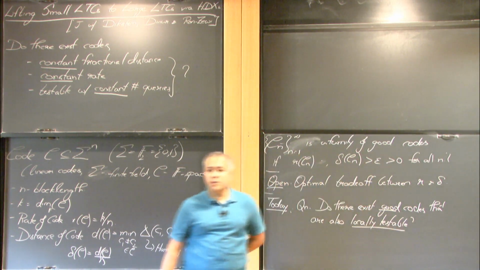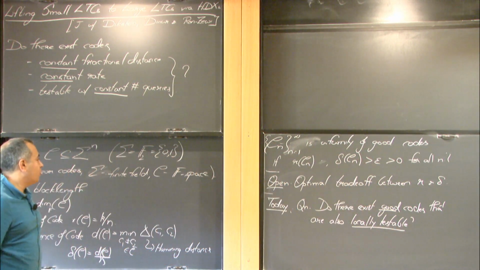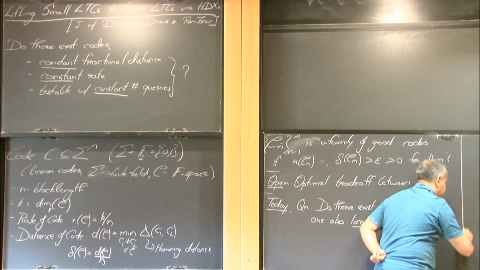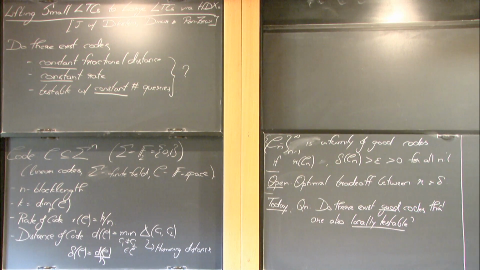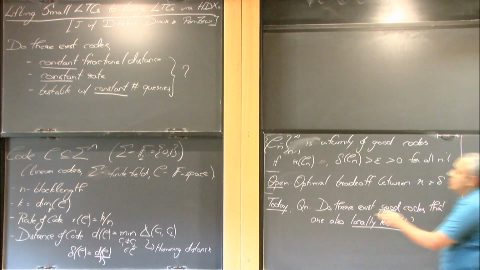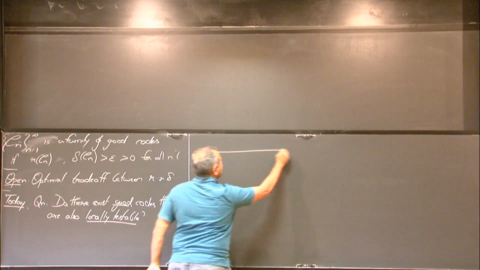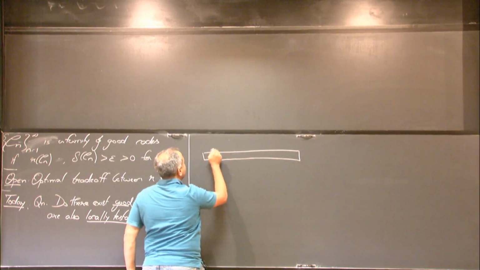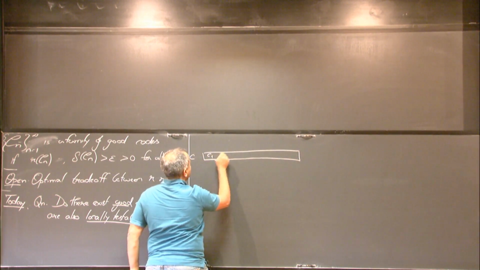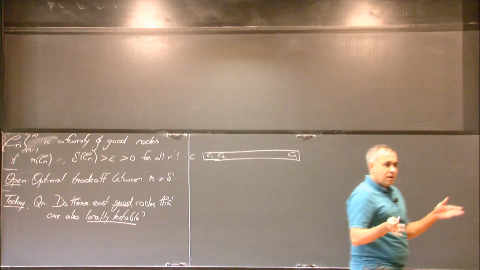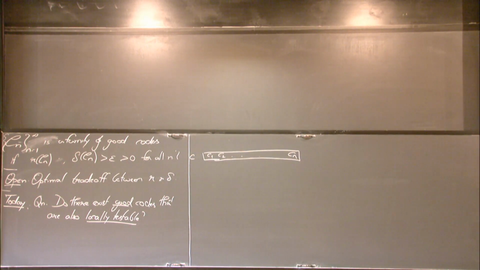Feel free to stop me and ask questions. So what is locally testable? Testable comes from this. Think of n as large. You have this element of the code, some c, which is c1, c2, up to cn. It's a long string, and you want to check if this is a valid codeword or not.